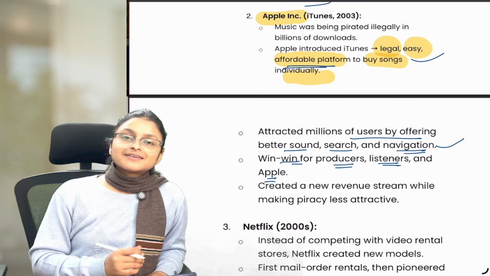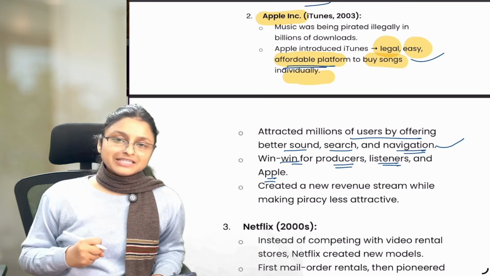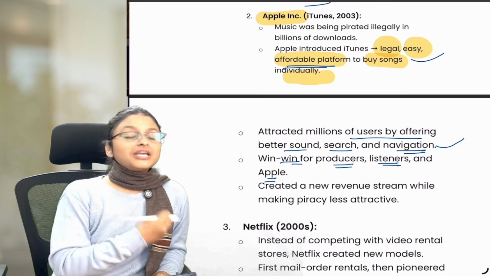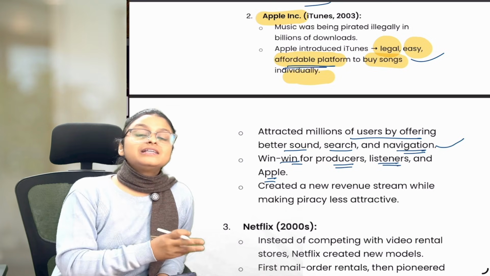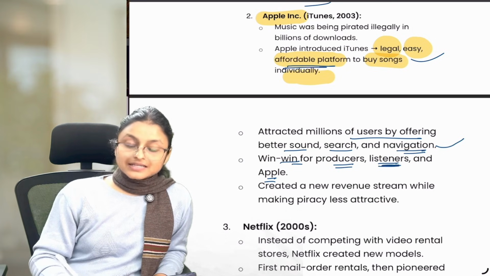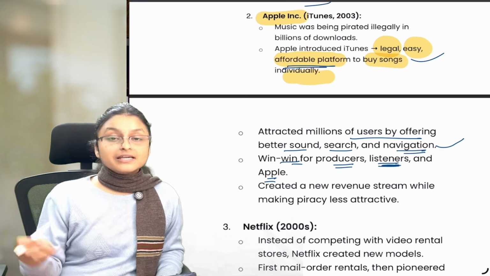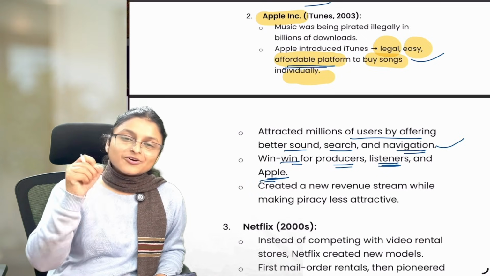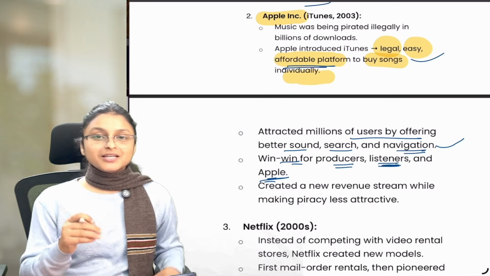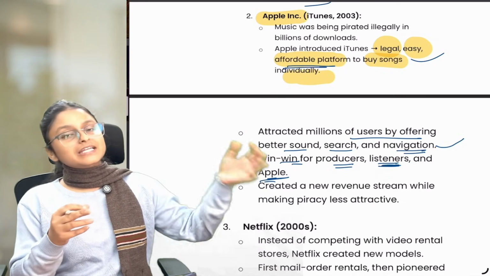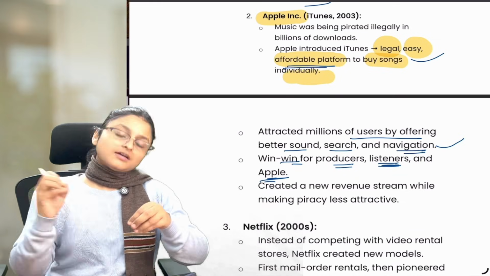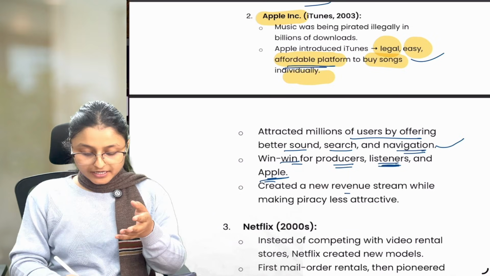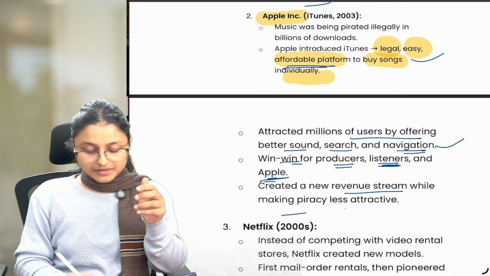With the help of this, producers were able to earn money which they were earlier not able to do because it was illegally pirated. Listeners were getting good quality and convenience, and Apple also earned some money or subscription money in between by connecting producers of songs with the customers. It created a new revenue stream while making piracy less attractive.